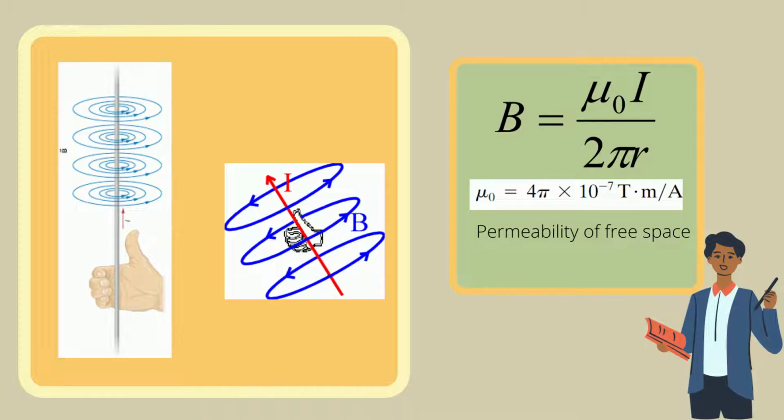In order to find the magnetic field in a long straight wire, we can use the formula B equals mu naught I over 2 pi r, where B is the magnetic field and the unit is Tesla. Mu naught is the permeability of free space, equal to 4 pi times 10 to the power negative 7. I is current, and r is radius. Make sure your answer is in Tesla.